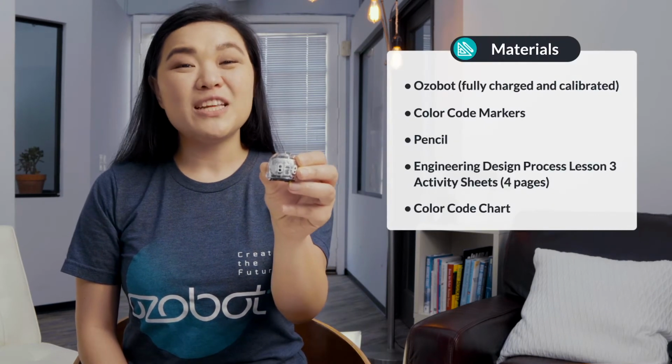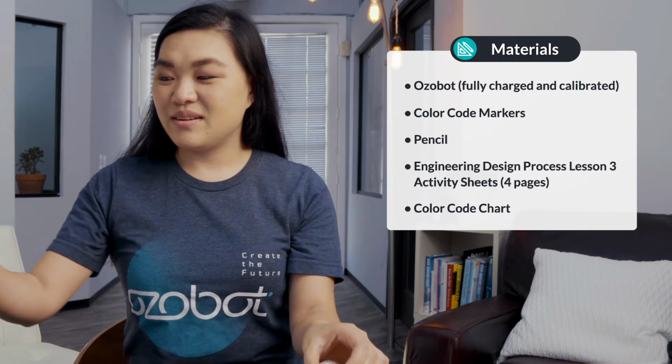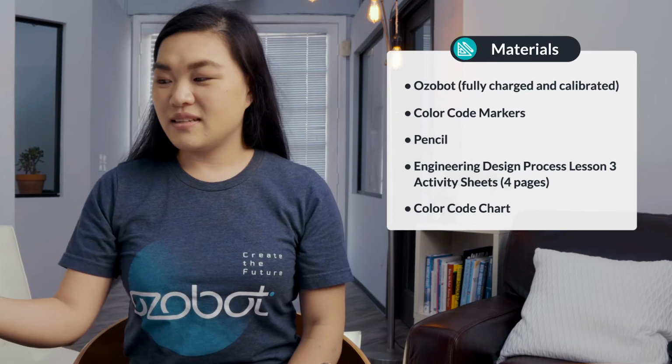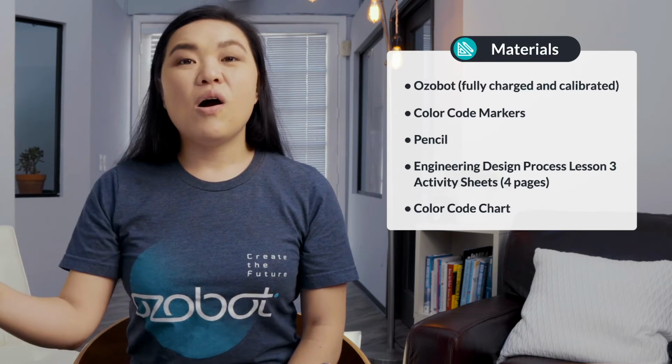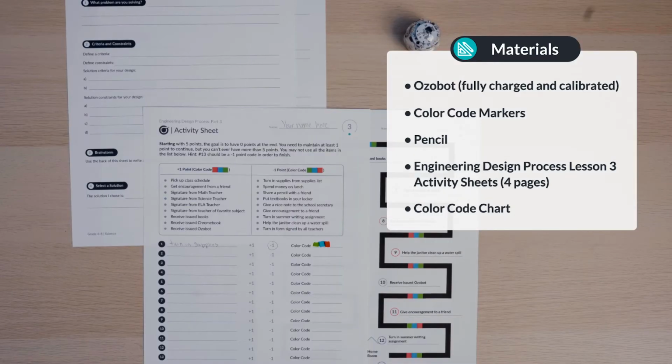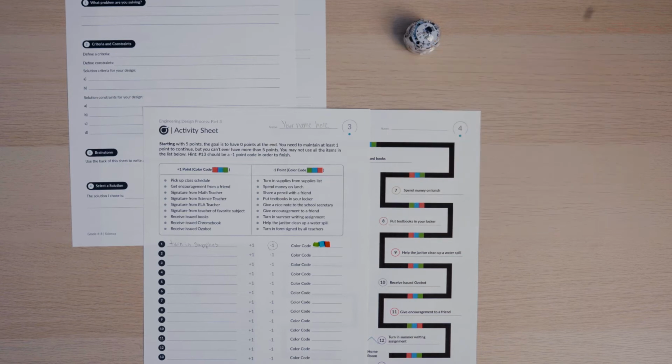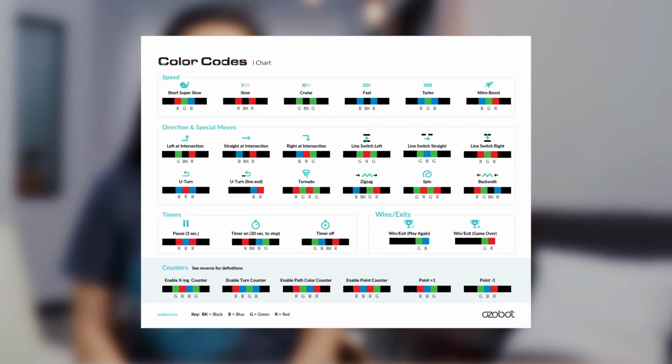Now that you have experience with the engineering design process, we are going to work on something a little bit more challenging today. Get ready. For today's lesson, you will need an Ozobot, fully charged and calibrated, color code markers, a pencil, all 4 pages of your engineering design process activity sheets, and a color code chart.